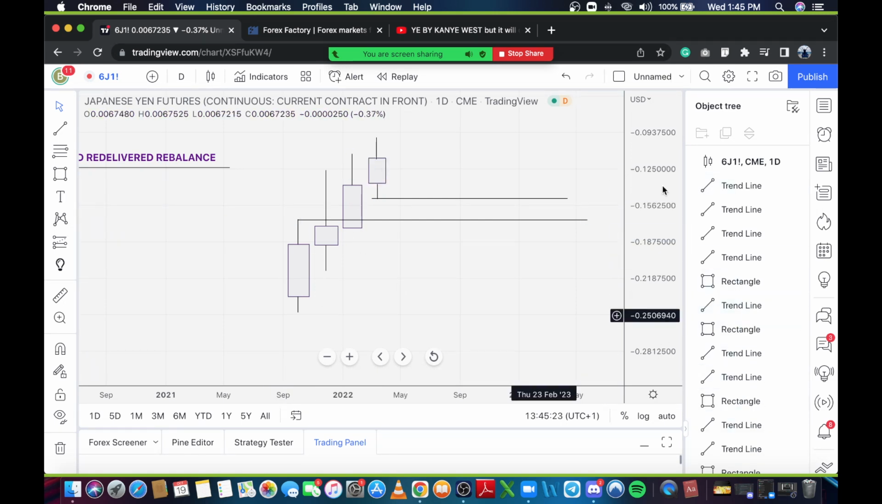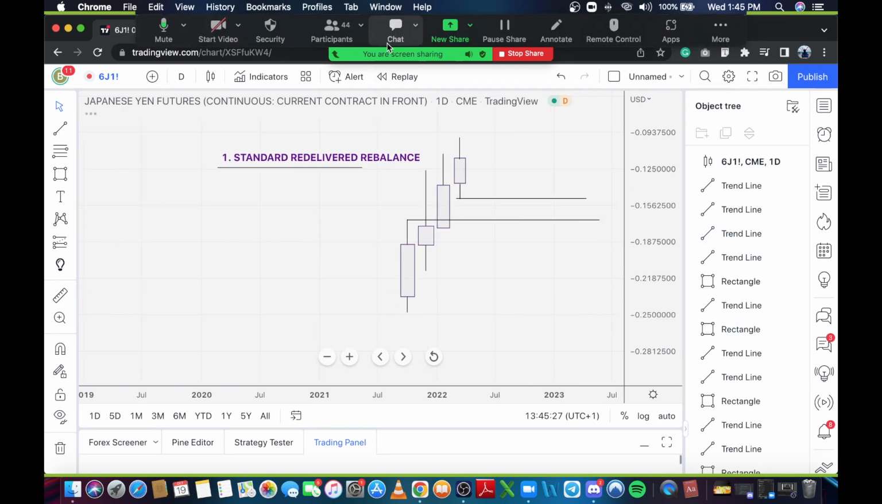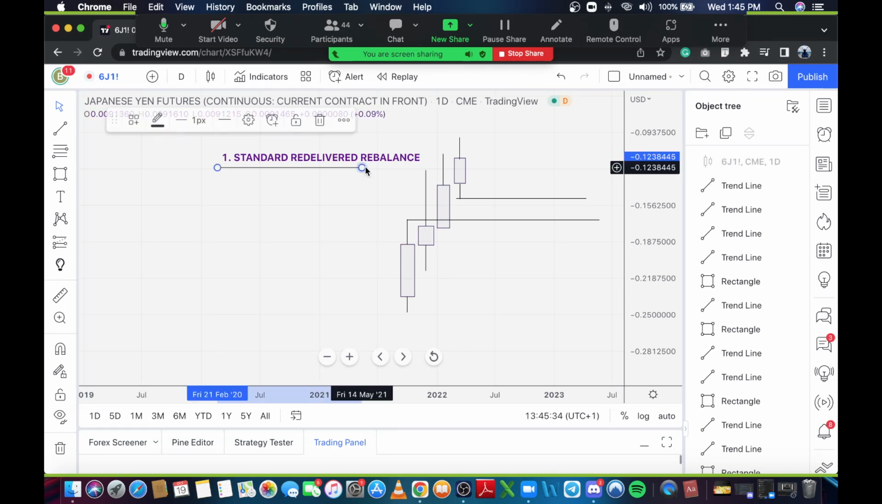Okay, so going back into this, and this is where you have your standard redelivered balance. Does it make sense so far? Let me ask you guys a question before I go into number two. What I mentioned just now, does it make sense?